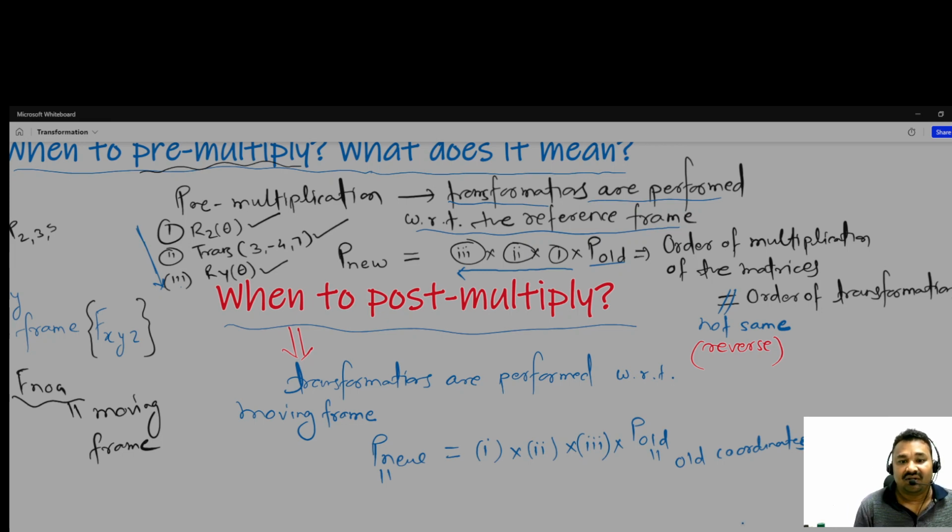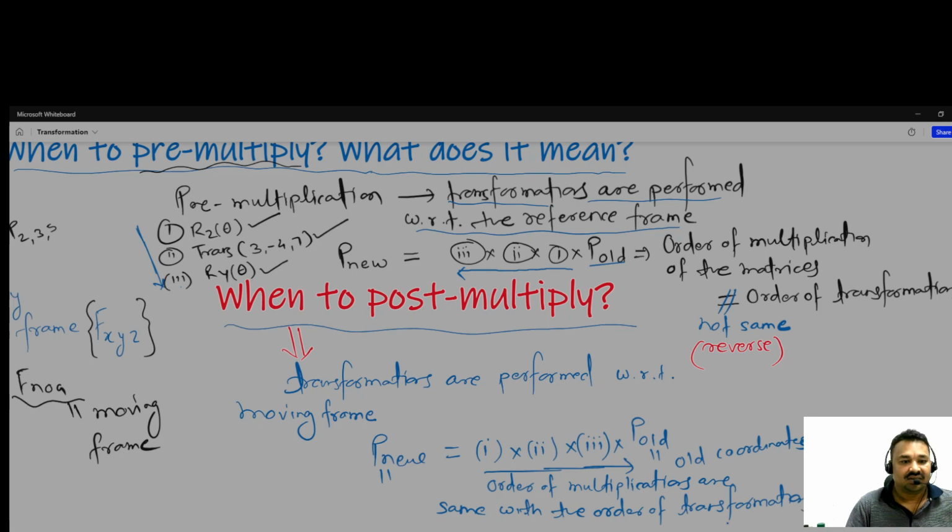So see here, the order of multiplication, and this is the order of, suppose, transformations or multiplications, are the same as the order of transformations. Okay.